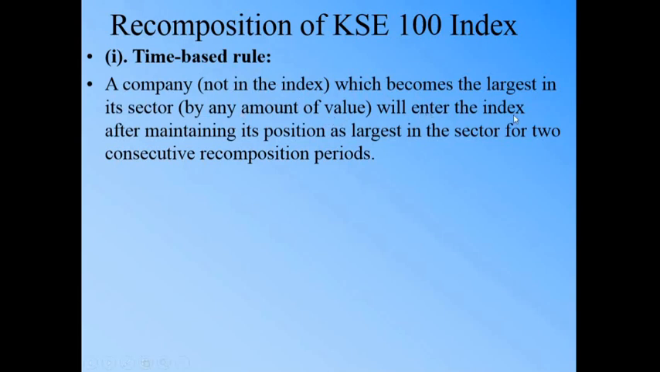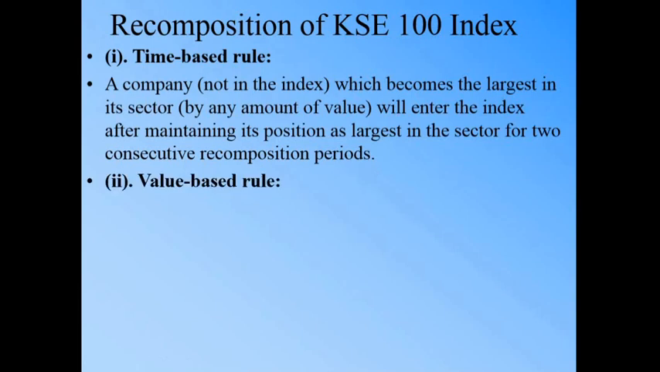But remember, it will not enter automatically, it will take some time. That's why we call it a time based rule. It will enter the index after maintaining its position as largest in the sector for 2 consecutive recomposition periods. And remember, the recomposition periods are 6 months. So if a company maintains its top position for 2 consecutive periods, then it will be included. If a company increases in value only for 3 or 4 days and then drops down, it will not be replaced. So it should maintain its position for 2 consecutive recomposition periods.